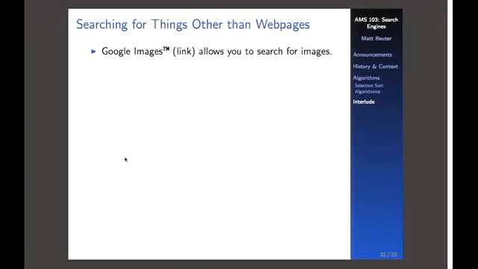Okay, so are there ways to search things for other things than web pages or online resources? So certainly, one instance that we've already discussed a little bit is Google Images. What does Google Images allow you to search for?